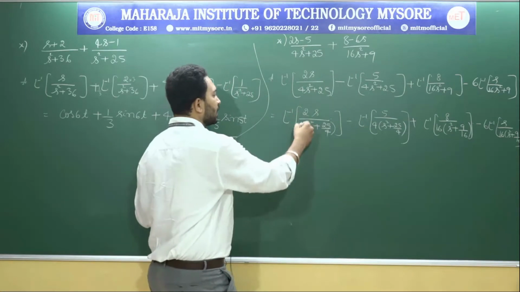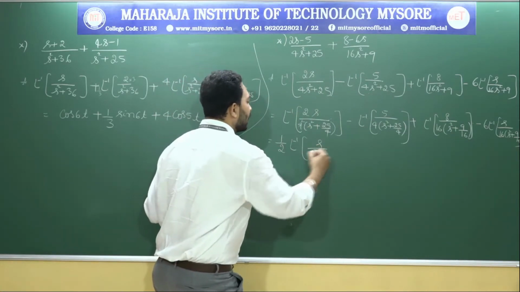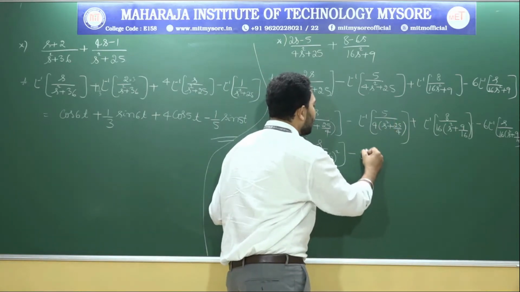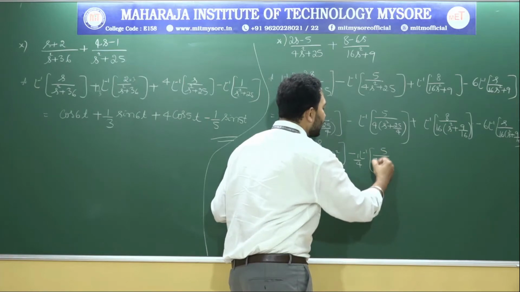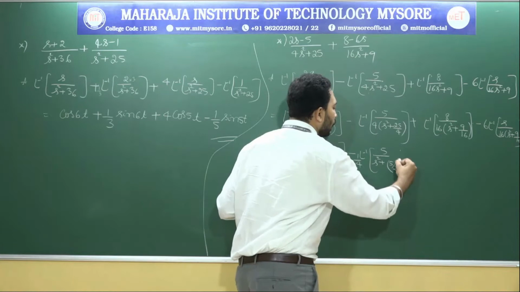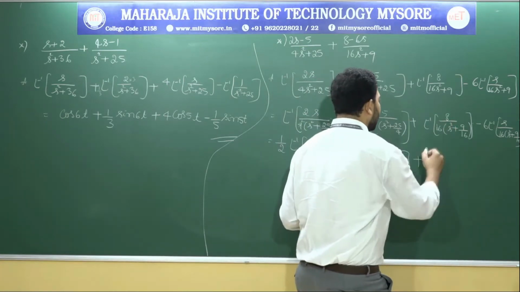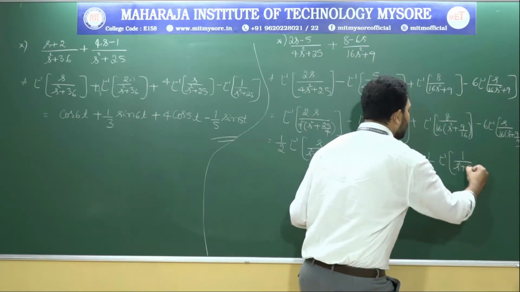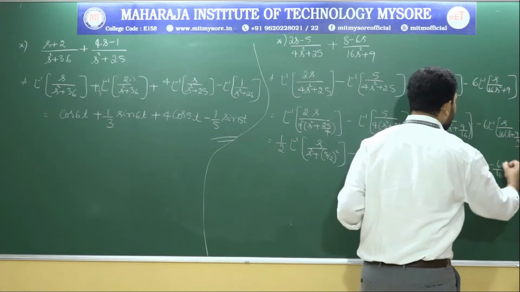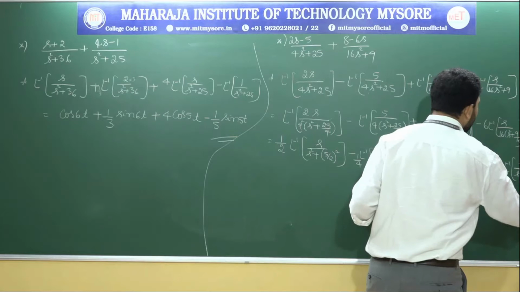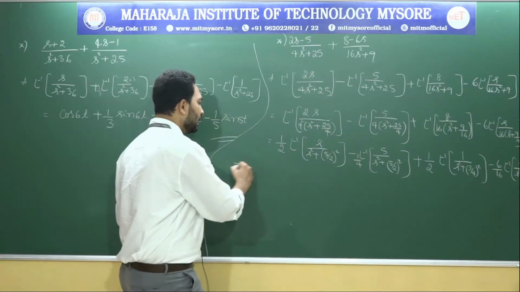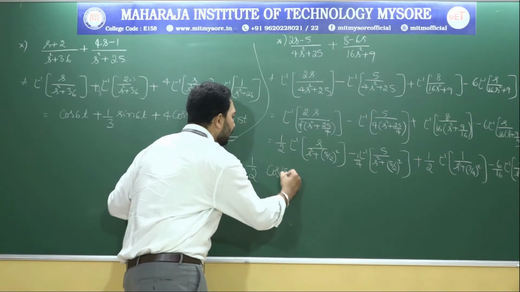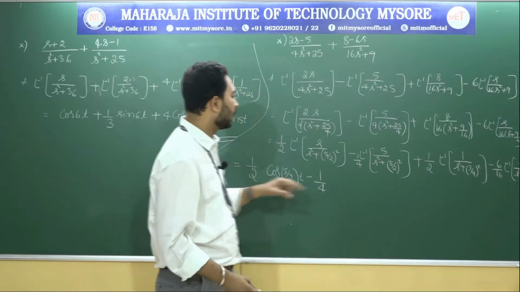So it is nothing but 2 1s are 2, 2 2s are 1 by 2 into L inverse of s divided by s square plus 5 by 2 whole square, minus L inverse of 1 by 4 into 5 divided by s square plus 5 by 2 whole square, plus, so 8 1s are 8, 2 4s are, it is 1 by 2 into L inverse of 1 over s square plus 3 by 4 whole square, minus 6 by 16 L inverse of s divided by s square plus 3 by 4 whole square.